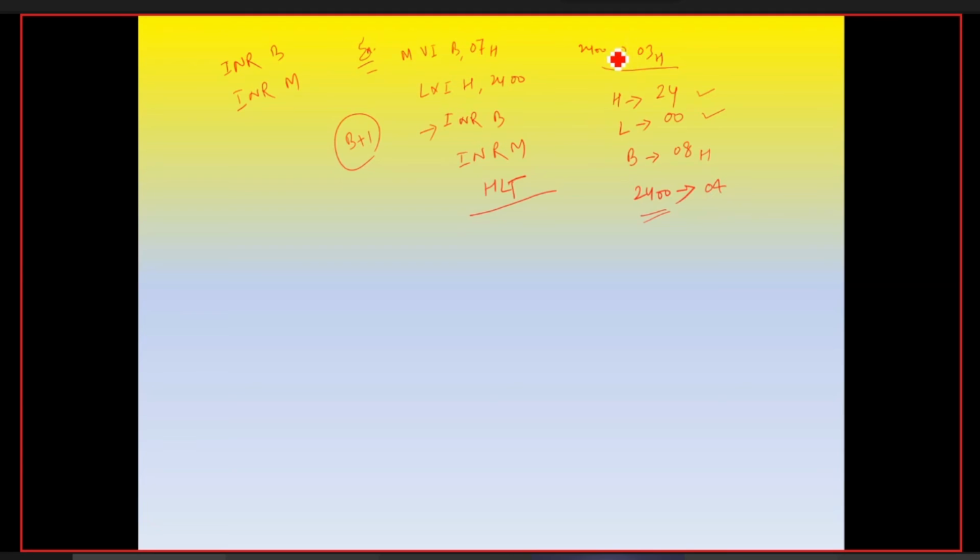Because the content of this location 2400, which is 03, is nothing but M. Okay, so if we are doing INR M, it means M plus 1. So that is 04. वो वहीं स्टोर हो जाएगा. Okay, so this is the result of this instruction H24 L00 B08 and 2400. The content of the value of M is 4.